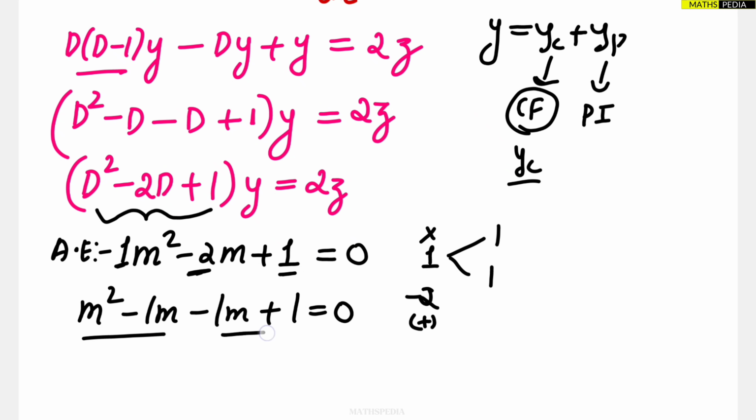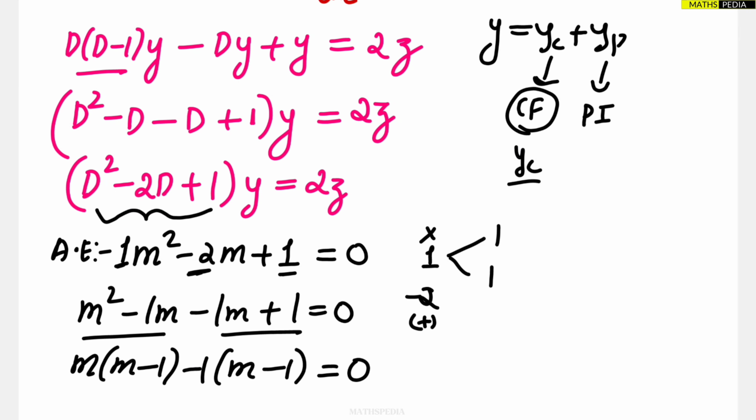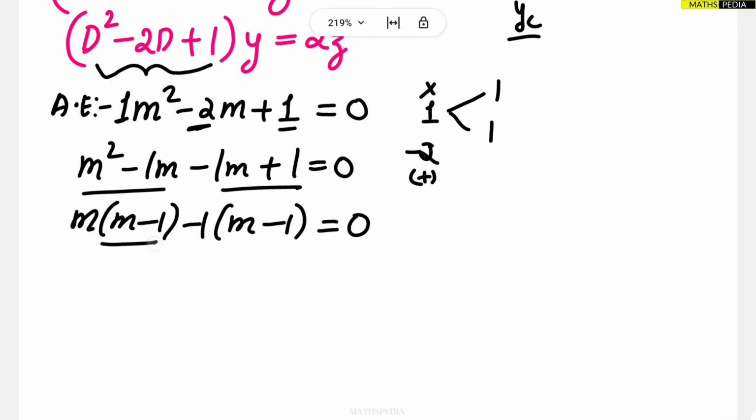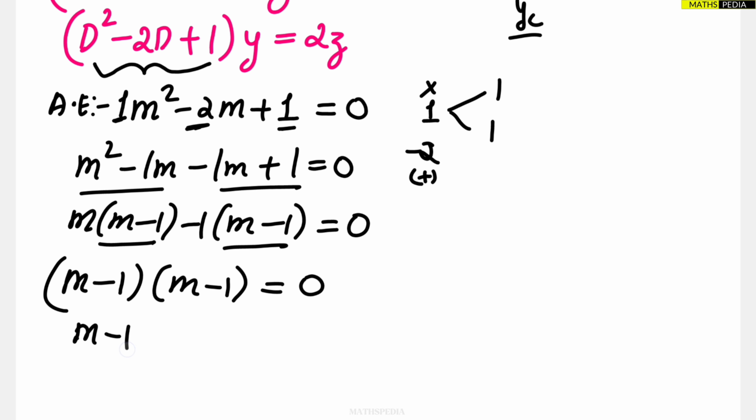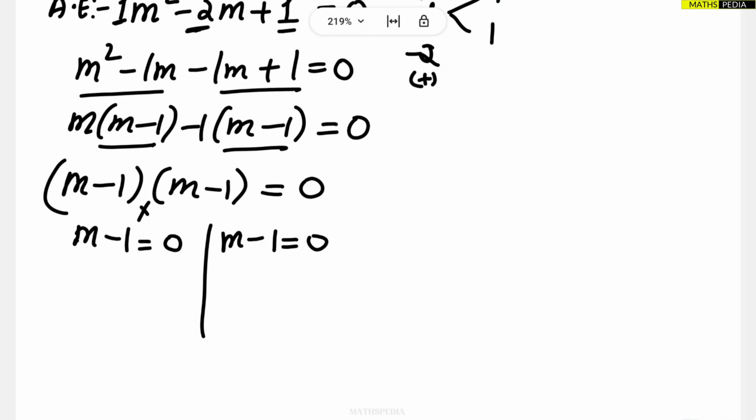Now we have to do grouping. In the first two terms, we can take m common. What is left out? M minus 1. Here also, what is left out? M minus 1 equal to 0. So it will be minus 1 outside. Now this and this are common, so we can write it as m minus 1, and what is left out? M minus 1, which is equal to 0. So m minus 1 is equal to 0 and m minus 1 is equal to 0. Both the things will be there. So here the m value will be plus 1, here also the m value will be plus 1.